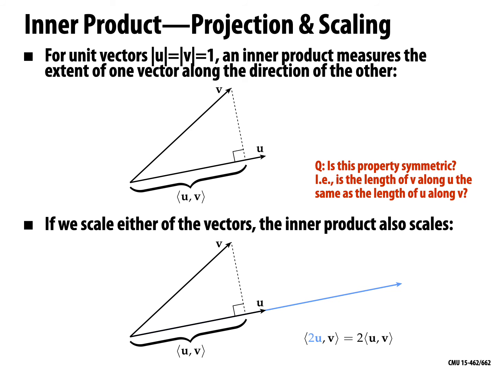Another important thing to notice is that if we scale either of the vectors, the inner product also scales. If we think about u inner product v being the size of the shadow cast by the unit vector v on the unit vector u, well then doubling the length of v really should cast a shadow of twice the length. And so algebraically we might say the inner product of 2u with v is 2 times the inner product of u and v. Likewise if we scale v.